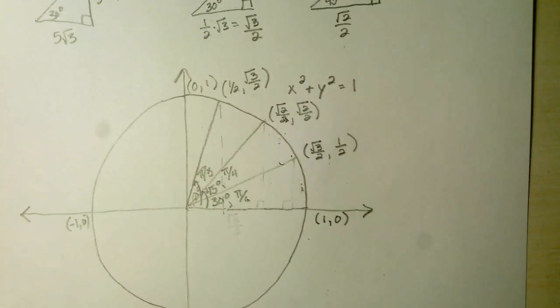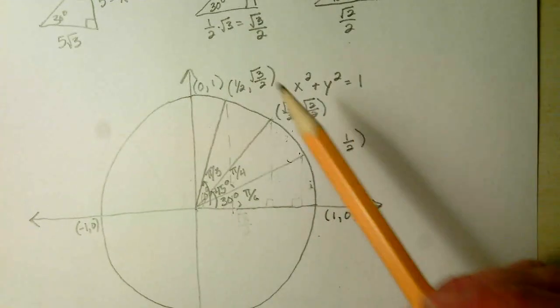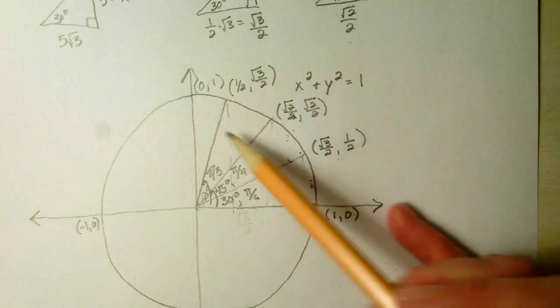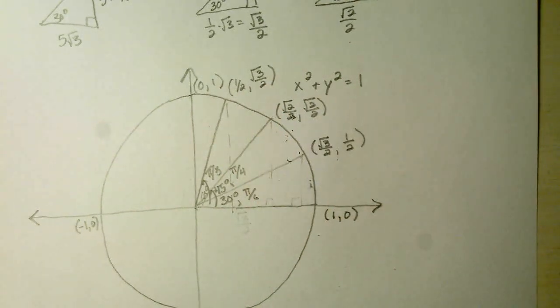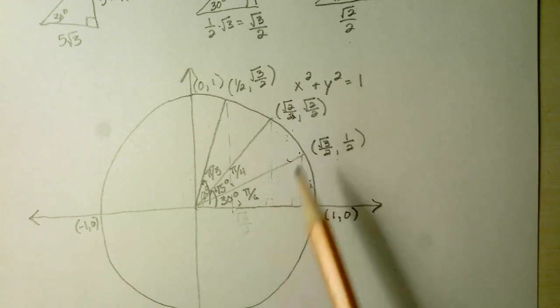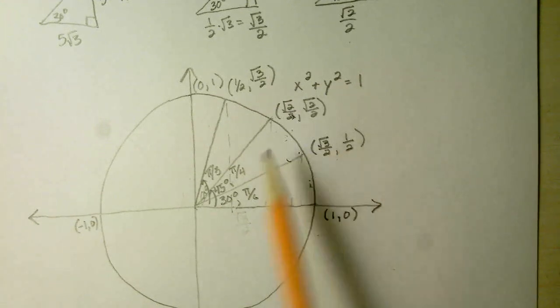Okay, so we just found the points that correspond to all of our special angles in the first quadrant. Okay, these are worth memorizing. There are lots of videos online on how to memorize. Okay, but I try to think of it like this.